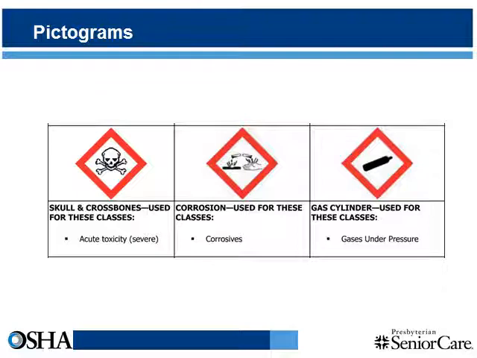The skull and crossbones, we already saw that one. That's poison. That is something that is severely toxic. You do not want to swallow anything with that symbol in it. The next one's kind of hard to see there, but it shows a hand and a piece of metal both in bad shape after something has been spilled on them. That is for a corrosive chemical. And the last one is the silhouette gas tank. That's a compressed gas, like an oxygen tank.